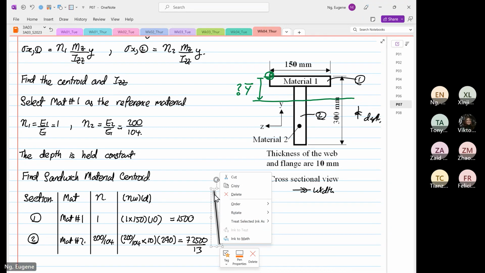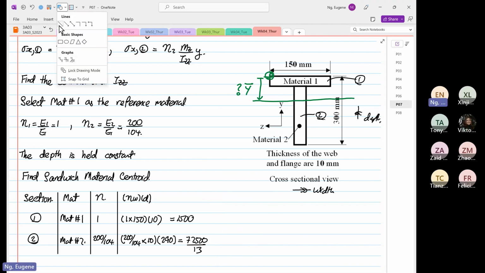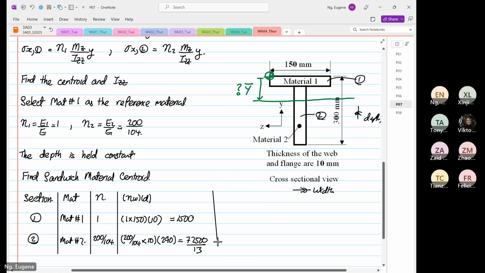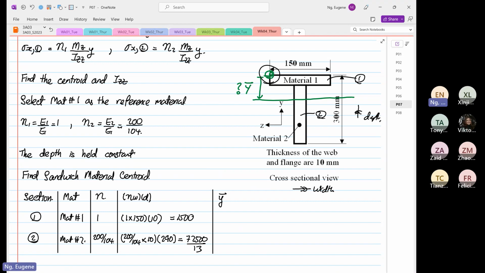Next we're going to find the individual section y bar. As you can see, the data is from the top. The thickness did not change, so 10 divided by 2 is 5. And this is 10 plus 290 divided by 2, which is 155.